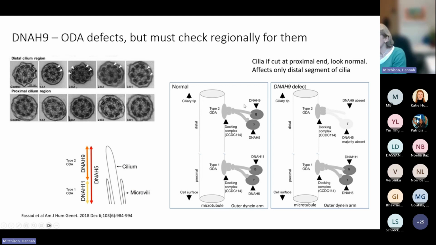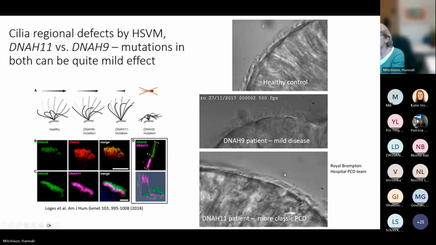So in a normal healthy cilium, you get DNAH9 outer dynein arms attached to the microtubule, and here you get DNAH11 containing outer dynein arms. In a patient with a DNAH9 mutation, you still have half your component of dynein arms. You've got the type 1 with the DNAH11 still there and unaffected, but up at the top, your DNAH9 containing outer arms are absent, and that causes a general reduction of the whole arm.